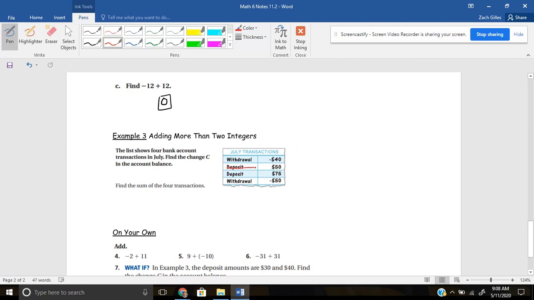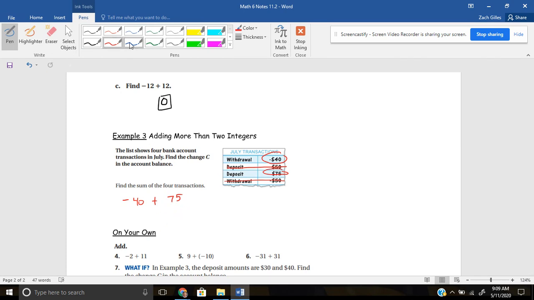So these two are opposites. If you add those, you'd end up with 0. This deposit and this withdrawal essentially cancel each other out, which is really nice and handy. Now, all we have to do is take our negative 40 and add 75. Negative 40 plus 75. They have different signs, so I'm going to subtract the lesser absolute value from the greater. So this would be an absolute value of 40. This would be an absolute value of 75.